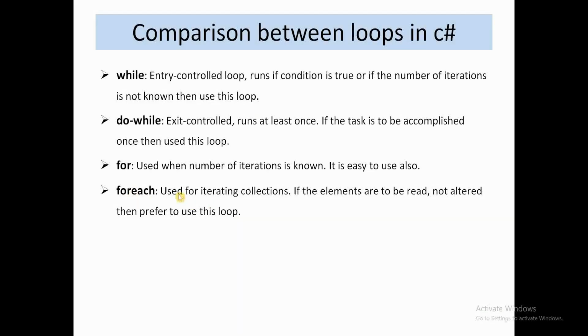Next we have the foreach loop, used for iterating collections. If the elements are to be read, not altered, then prefer to use this loop. In a foreach loop, suppose we have collections, arrays of strings or arrays of integers, and we want to iterate the items directly in a sequence without modifying the data, then we can use this foreach loop. We do not want to alter any values, and it iterates the values in a sequence without using any indexing.